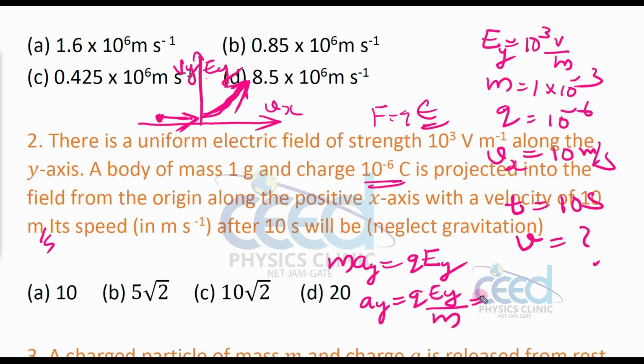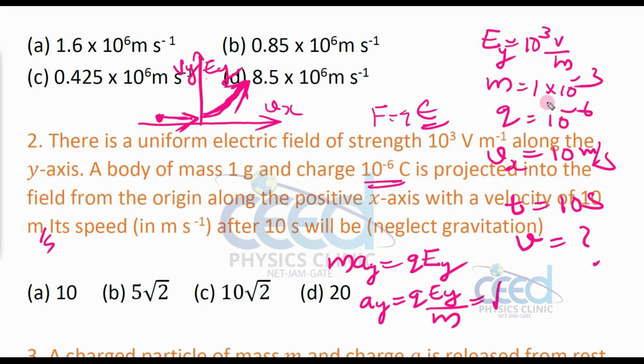When you substitute, you will get Ay equal to 1, that is 1 meter per second square. So Ey times Q, 10 raised to 3 into 10 raised to minus 3, that is 10 raised to 0, divided by 10 raised to minus 3 (the mass), everything cancels and you will get 1.